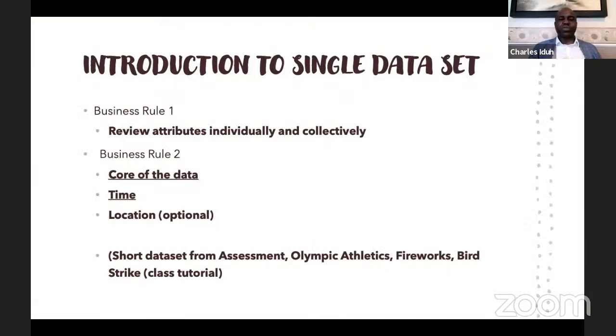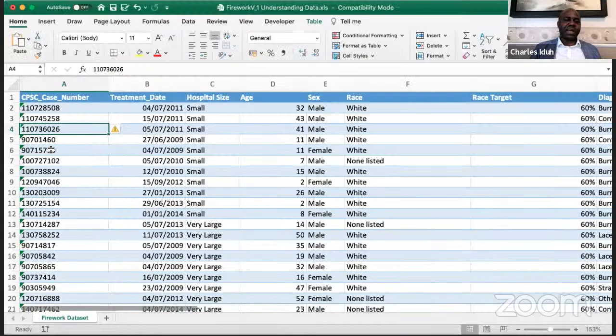So business rule 1 is that you review the attributes individually and collectively, okay? Please, just please pay attention, okay? You review the attributes individually and collectively. Now, what is an attribute? Let's go back to the data set, okay? These are attributes. The information in the cells in each column, they are attributes.